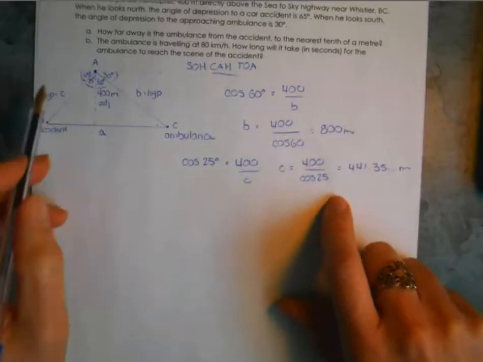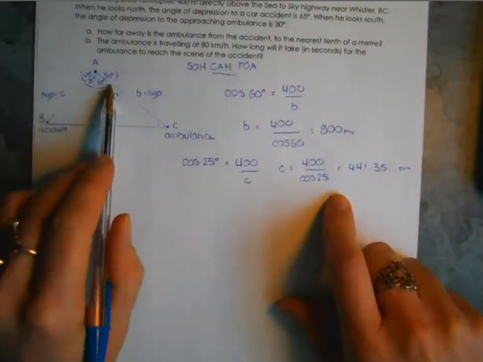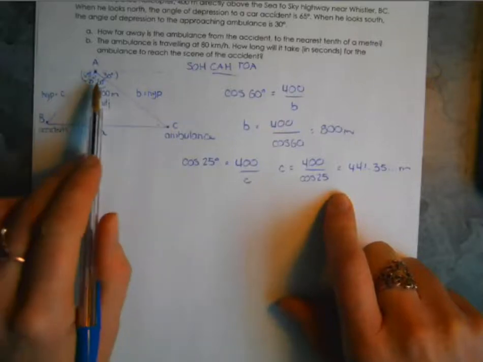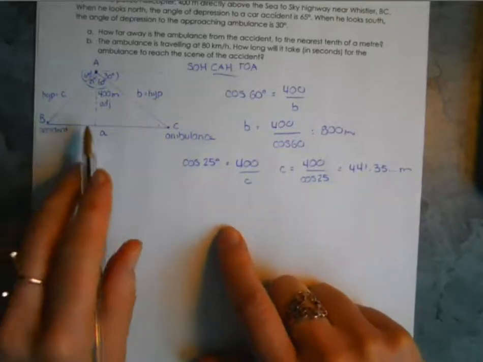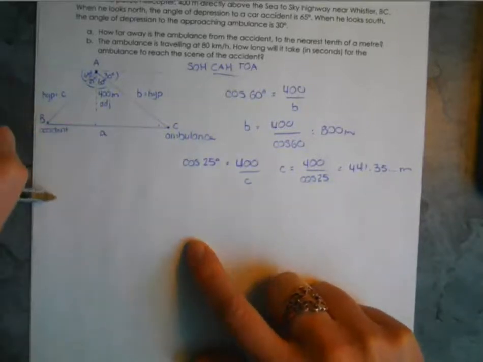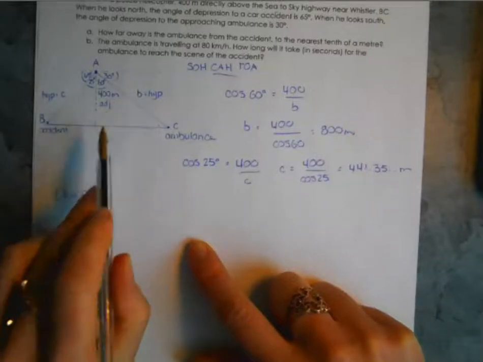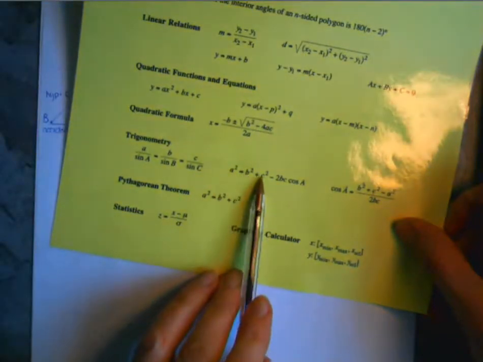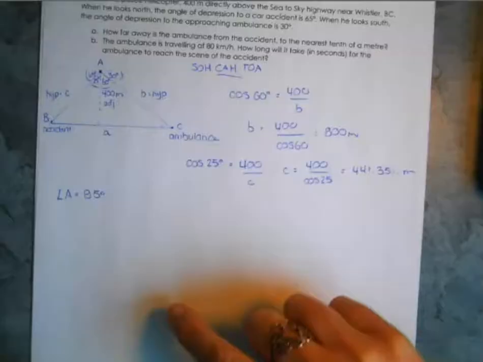So now that we know these two sides, we also technically have angle A, right? Because we know that angle A in this big triangle is going to be these two combined. So that's going to be 85 degrees, so angle A equals 85 degrees. We have side C and side B, and we're looking for side A. So now if we look at our cosine law, if we have B and C and angle A, we can solve for side A. So now we can just start plugging in numbers.